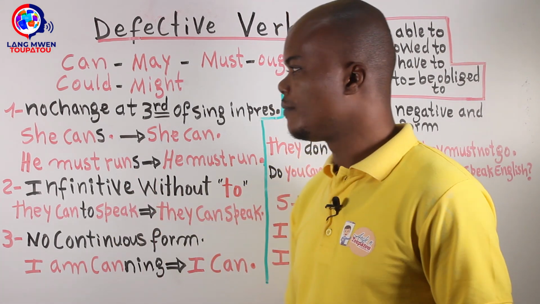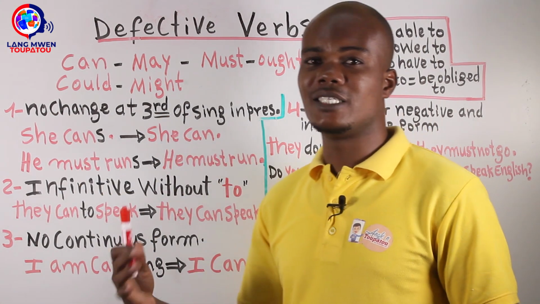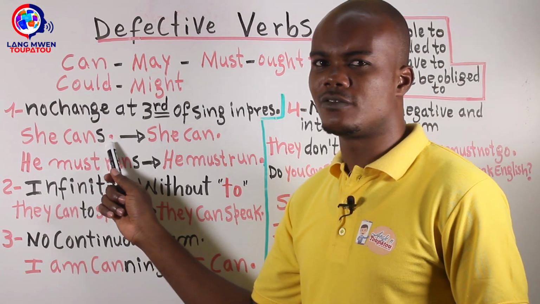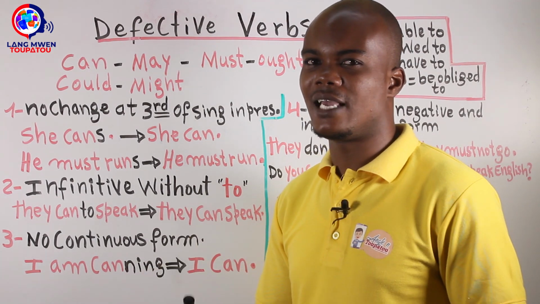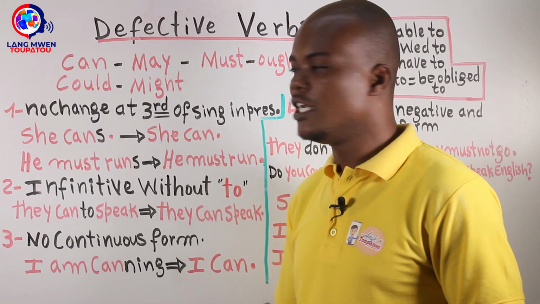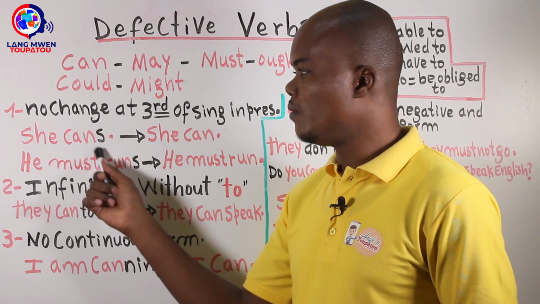Okay? No change at third person of singular in present simple. For example, if you say she cans, no, it's not correct. You cannot say she cans because they can't take a change at the end in the third person of singular. You should say she can instead of saying she cans. Here we have present simple.